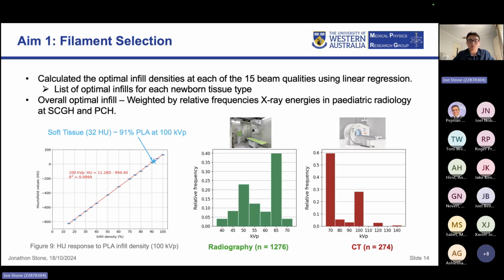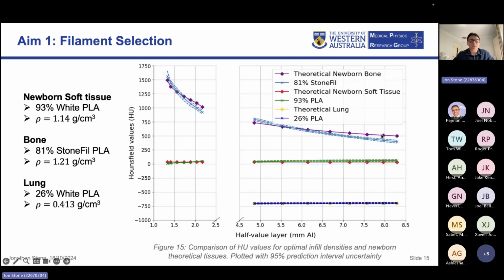And so the overall optimal infill density was weighted by the relative frequencies of each X-ray energy used in pediatric radiology. For radiography, most of the energies are around 65 and 50 kVp, whereas for CT, most energies are around 70 or 100 kVp. So our biggest weighting would have been in this area with 65 kVp and 70 kVp. So this arrived at a newborn soft tissue equivalency of 93% white PLA.